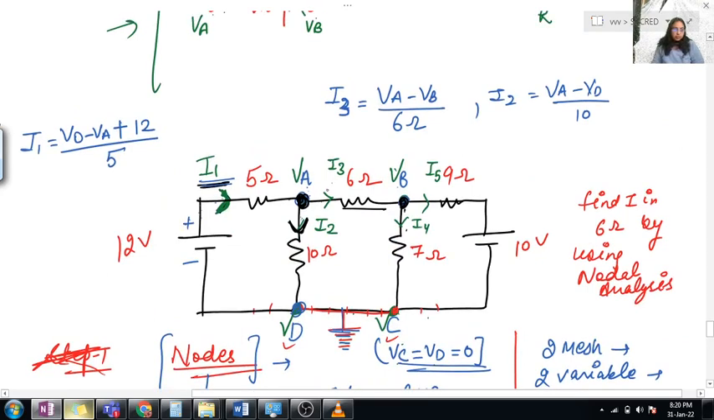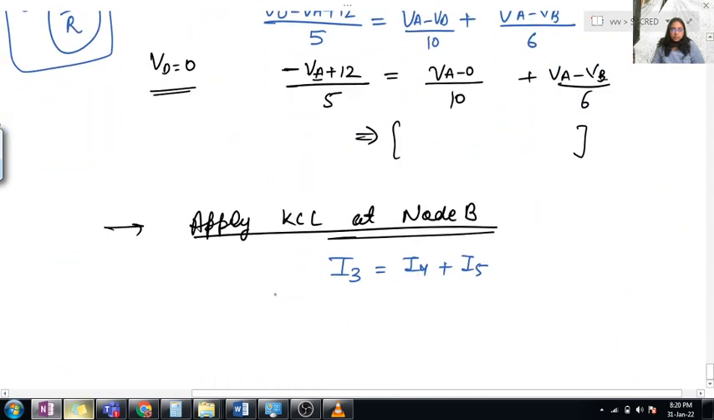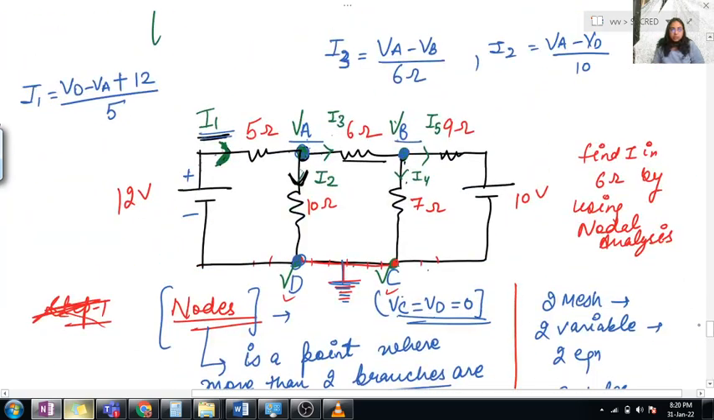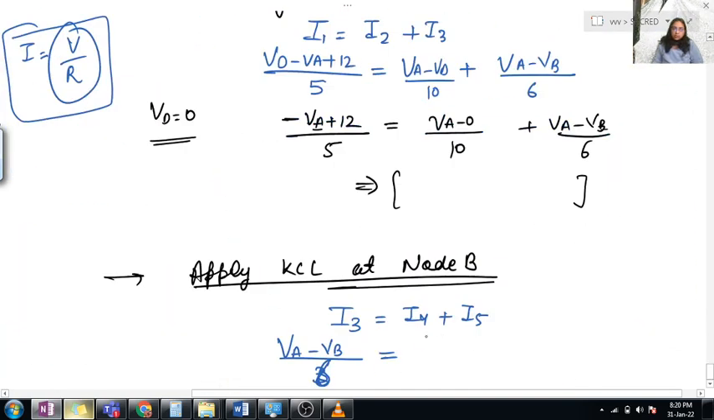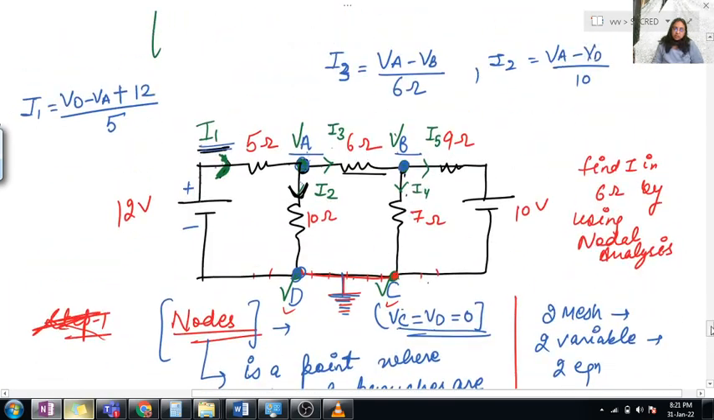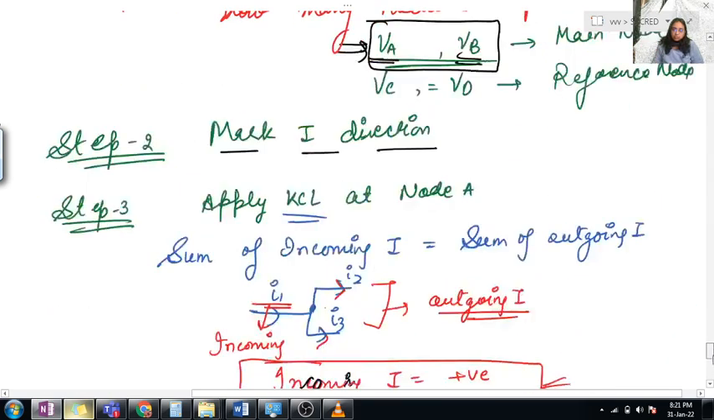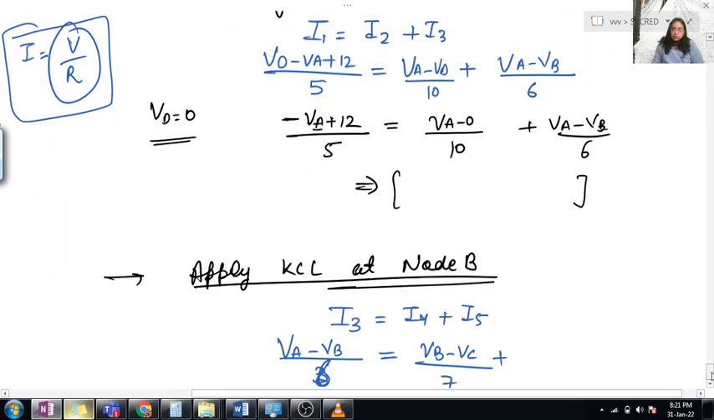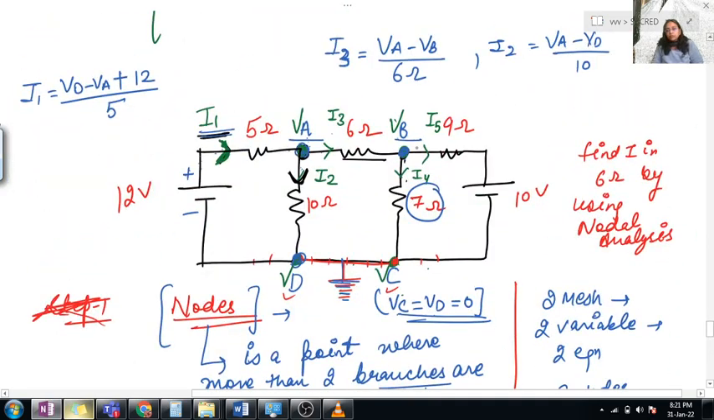I3 current, we know which node it is moving from and to? VA to VB. So it would be VA minus VB divided by 6. I think it was, yeah, it was 6 ohm. Then I4 current is moving from VB to VC, right? So I'm marking VB minus VC divided by the resistance. Resistance is how much? 7 ohm.